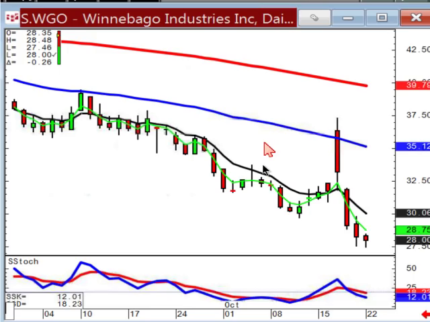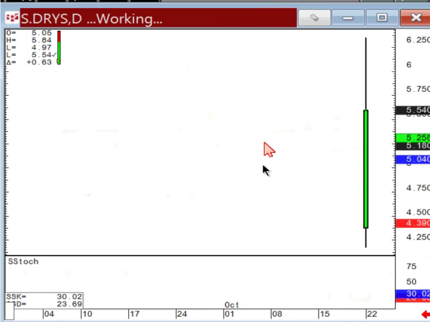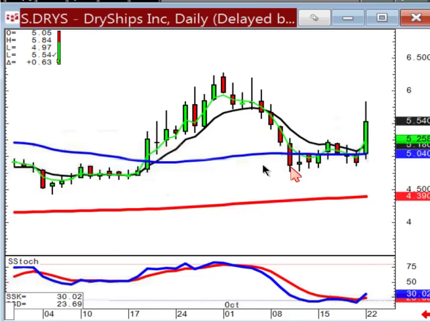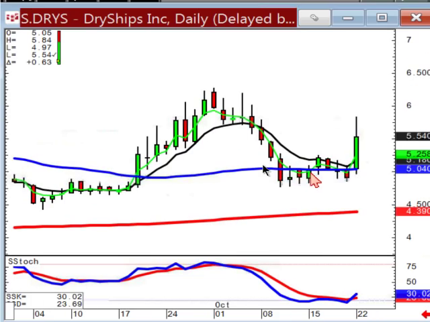Let's see, what else do I got here? DRYS, kicker type signal, telling you there's probably some more upside on this. And notice where the kicker type signal occurred, right here off the 50.